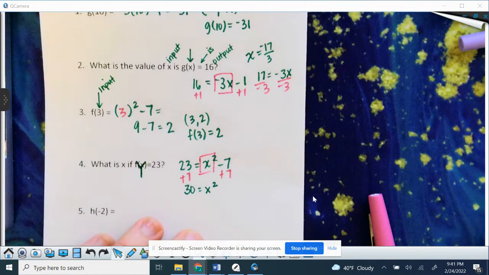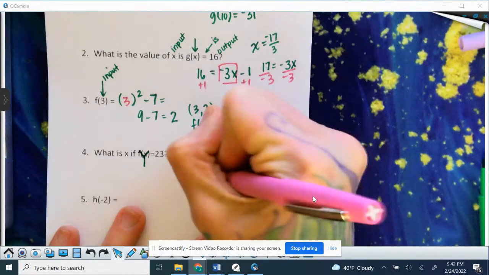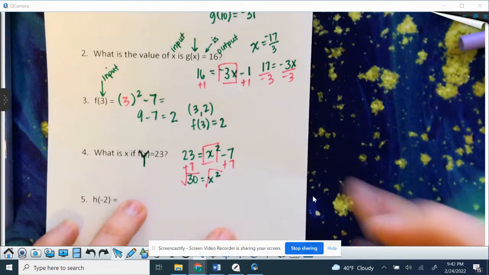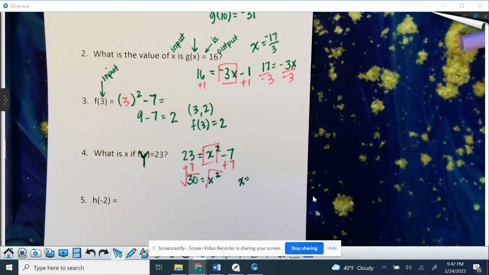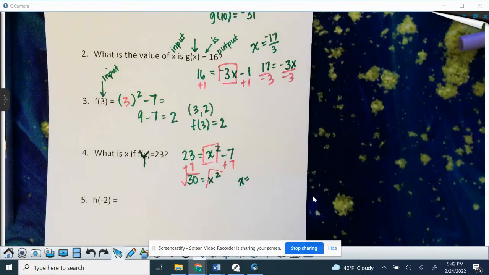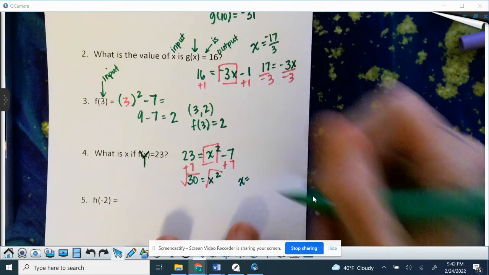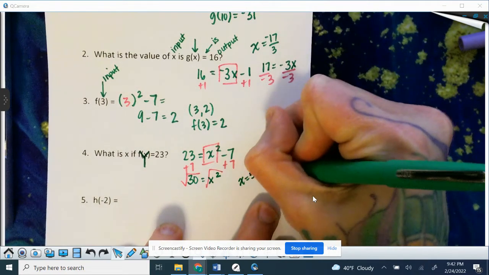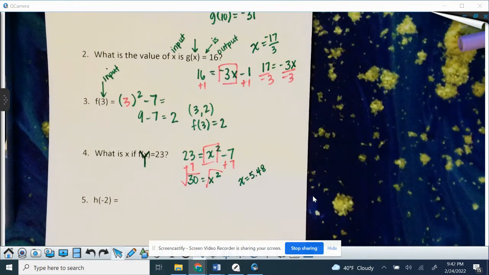To get rid of a square, the inverse operation of squaring something is square rooting it. So we're going to square root. So x is going to equal the square root of 30. You can either leave it as the square root of 30, because that is just a mess and not a beautiful number, or if you do it in your calculator, the square root of 30 is 5.48 if we round appropriately. So x is 5.48 when y is 23. The most accurate answer, though, would be that x is the square root of 30 when y is 23.